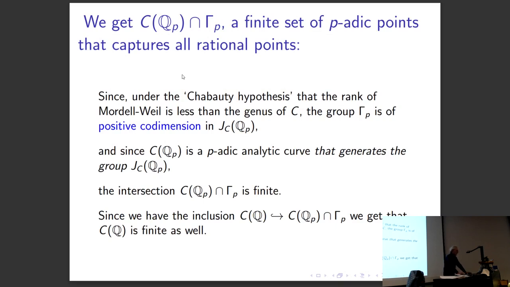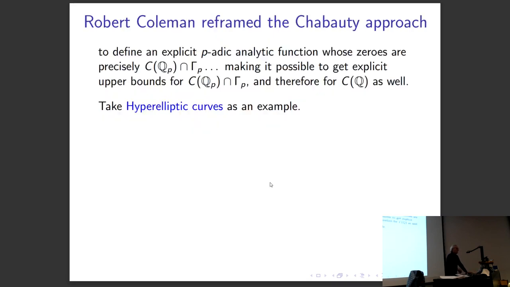Now, if the intersection is finite, these are the p-adic points of C, then of course C of Q is also finite. So there we are. We get finiteness of the Q-rational points of C from this very, very simple geometric argument.